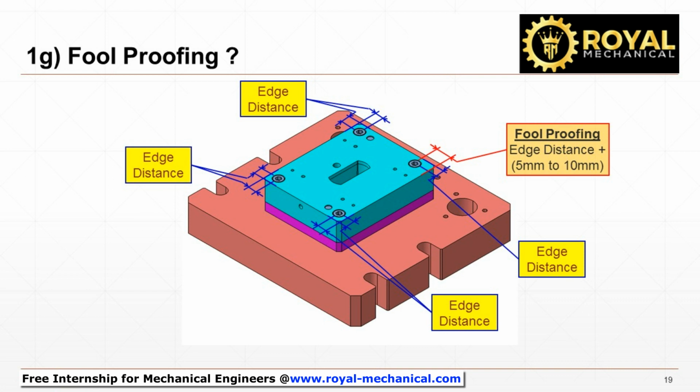Due to this pattern, there is always a good chance the assembly technician might assemble the plate in a different orientation than the required direction. Hence foolproofing is very essential. Provide an extra value for one of the holes so that the assembly technician won't be able to assemble it in a different orientation than the required direction. Observe, I have provided an additional 5 mm edge distance to one of the holes.